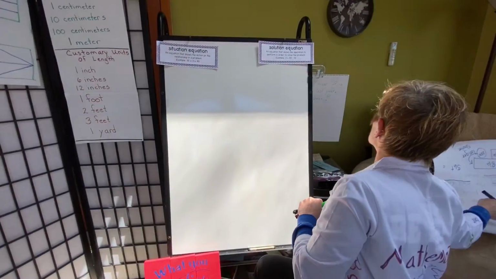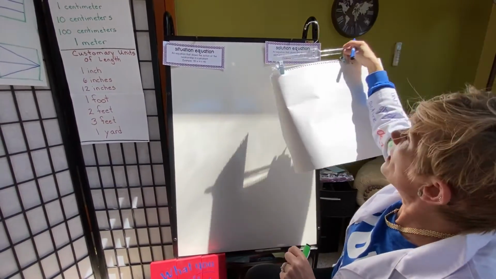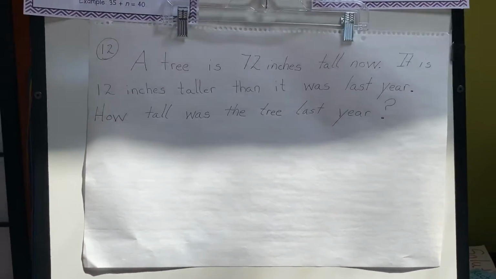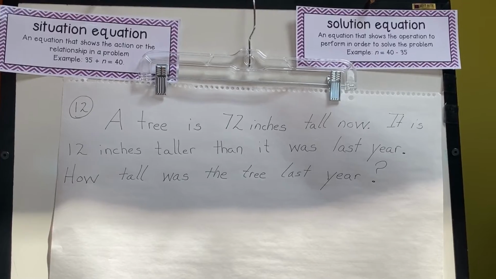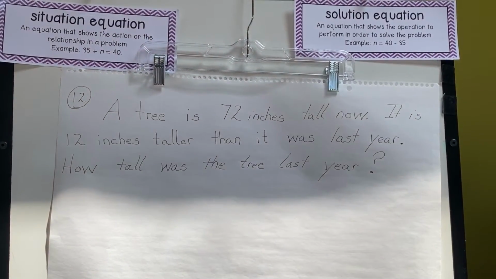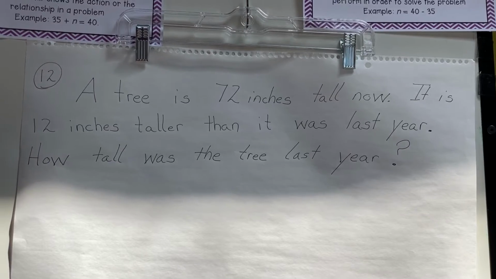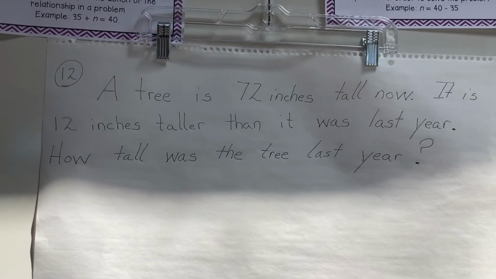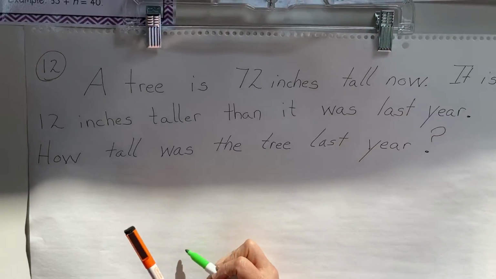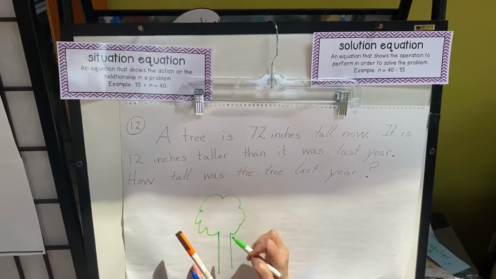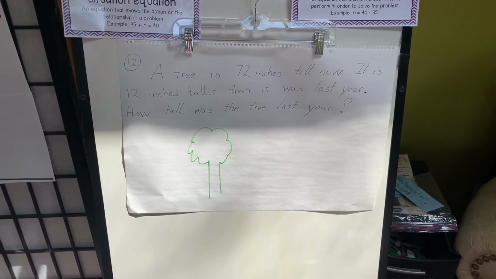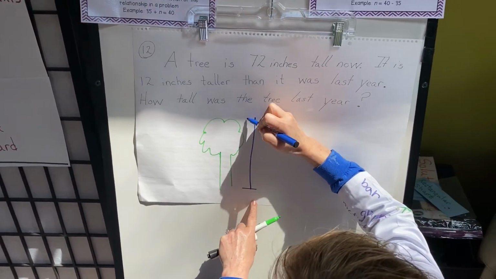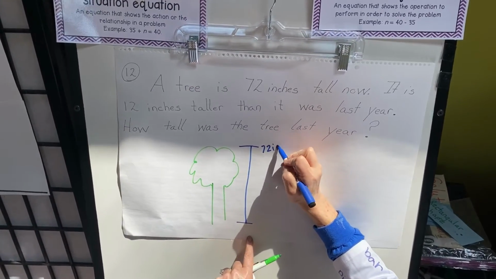Let's look at one more, and this is number 12. And we're still on the story problems. A tree, this is number 12, lesson 3. A tree is 72 inches tall now. It is 12 inches taller than it was last year. How tall was the tree last year? I'm going to make a picture because a lot of times that also helps me. So here's this tree. This tree is 72 inches tall right now. So from top to bottom, it's 72 inches tall.